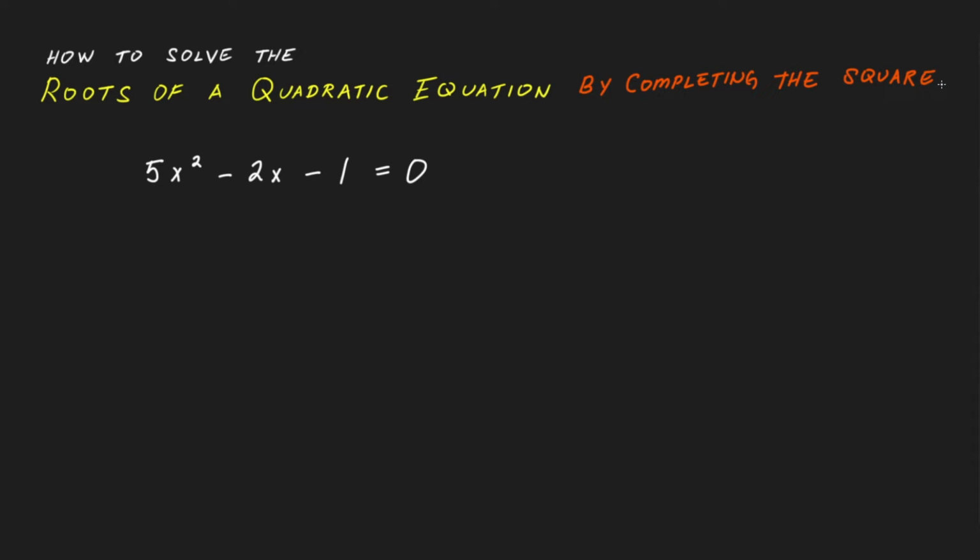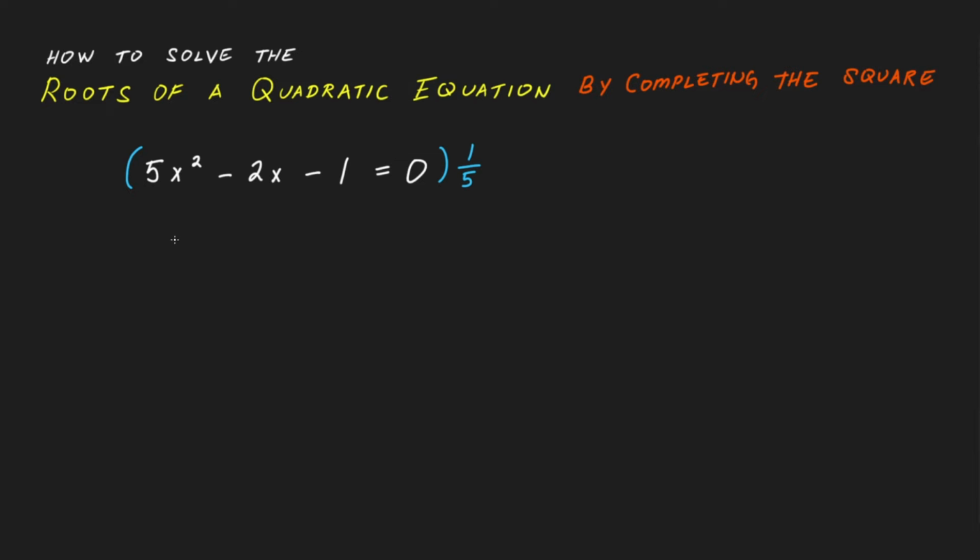Okay, so first step is we need to check if x squared has a coefficient. So what is the coefficient of x squared? We have here a 5. So we're going to take that out because we want x squared all by itself. We don't want to see a number right beside x squared. So how do we do that? We first divide the whole equation by 5.